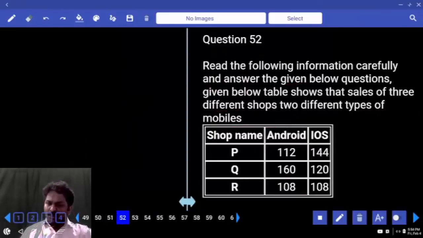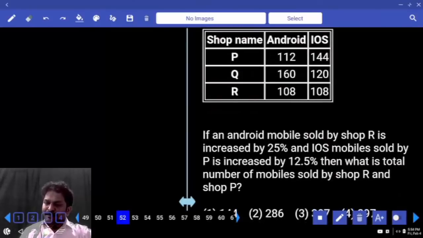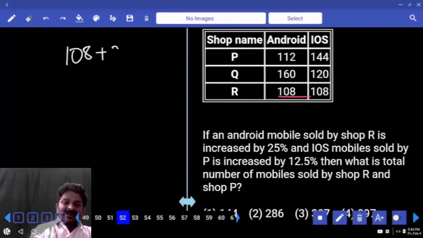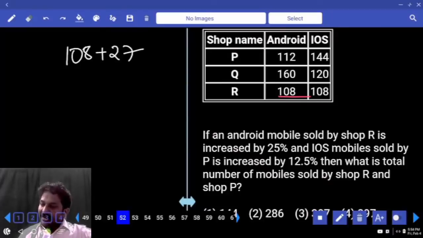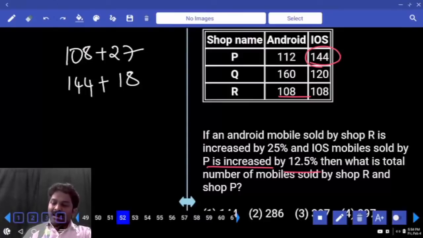Right. 52. So this is data about Android phones and then iOS. There are 3 shops PQR. If an Android mobile sold by shop R increases by 25%, R Android 108, 25%, that is 27, and iOS by P that is 144 is already there, and this is increased by 12.5%, which is 1/8 only. 1/8 one time and then 64 8 times. What is the total number of mobiles sold by R and P together?